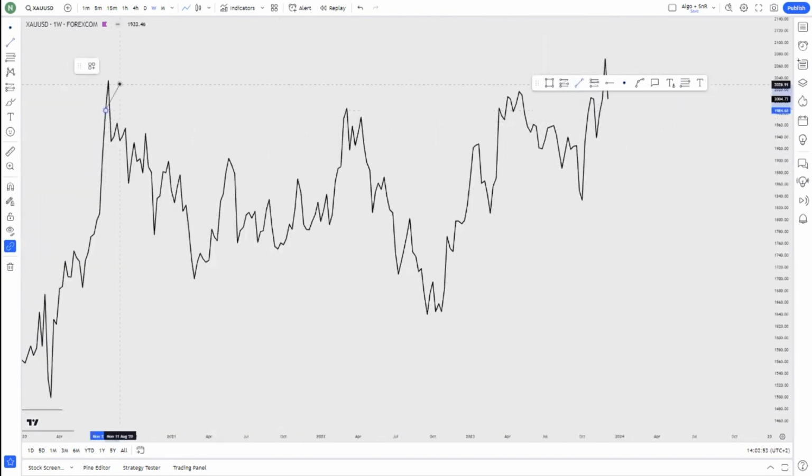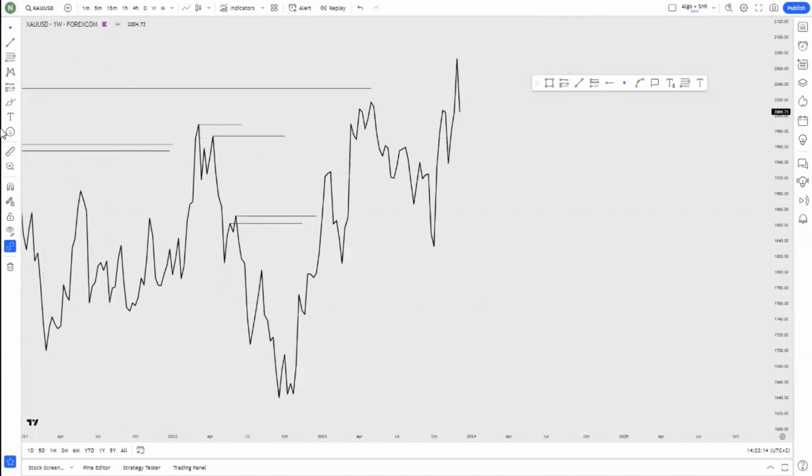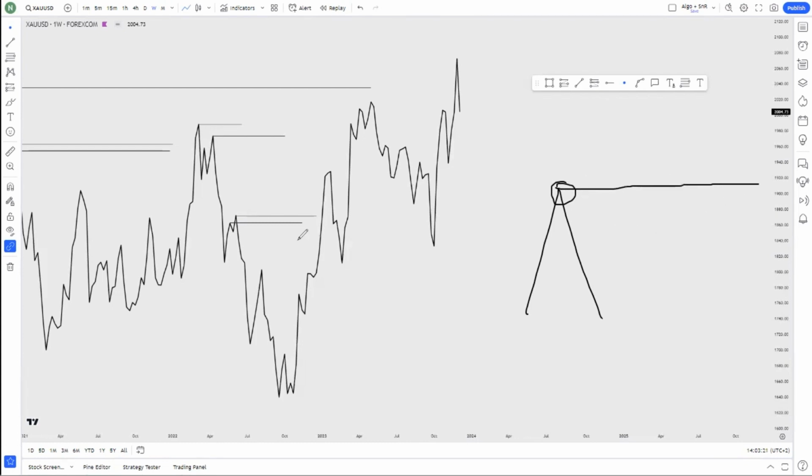This is an A right here. So this is resistance. Here, resistance. Here, we have resistance. Here, we have resistance. And here, we have another resistance right here. As long as the market is going to give you a formation like this, that's going to be your resistance right here. So you can even mark it out in the chart.